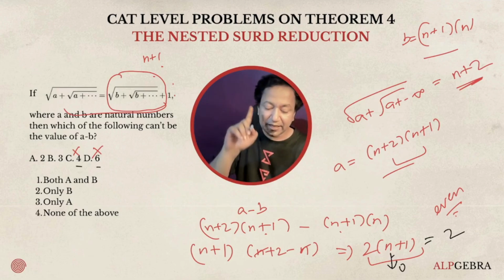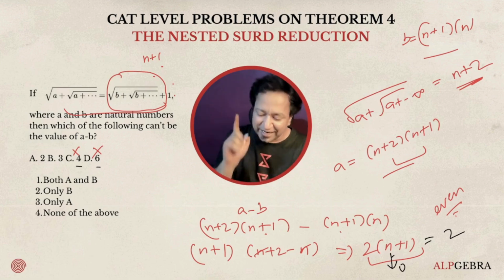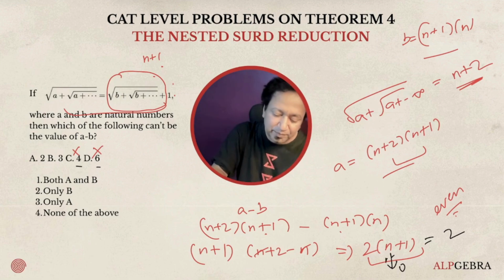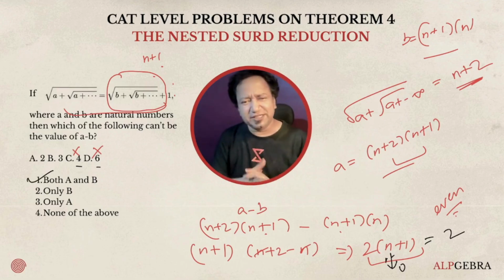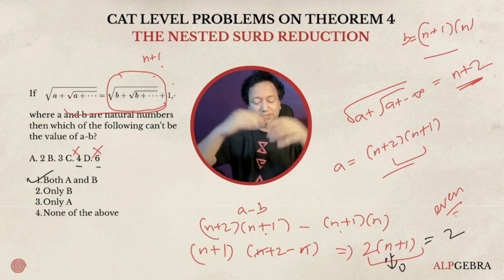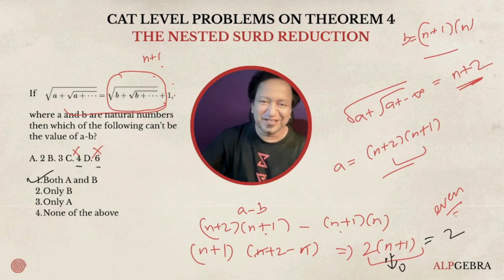That means A and B both can't be the value, because B is odd and n can't be 0. So it will be both A and B that can't be the value of A minus B. Hope you enjoyed this question. This is, I would say, the super difficult level of CAT. This question is specifically for this. Go on to the theorem 5. Thank you.